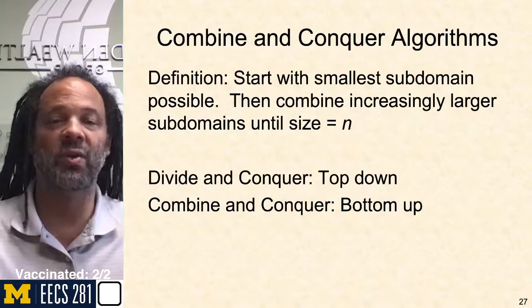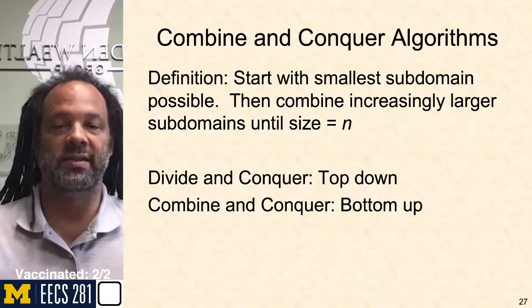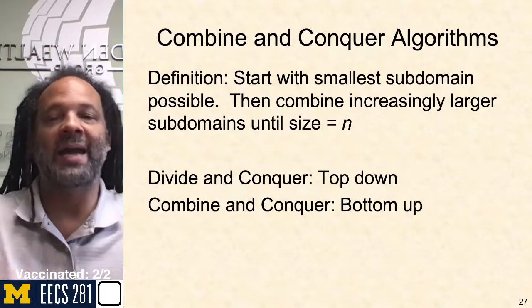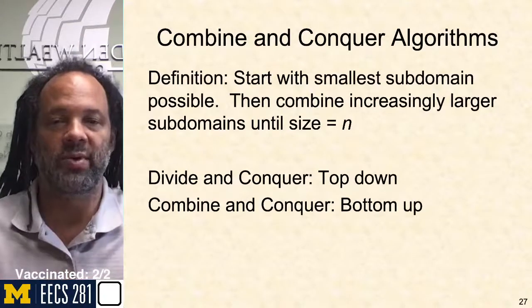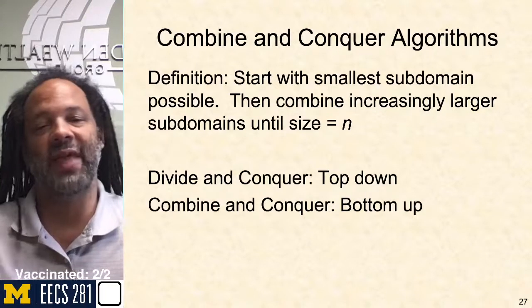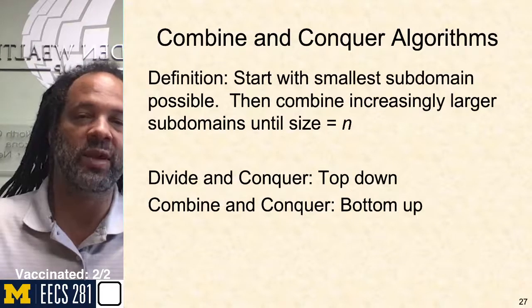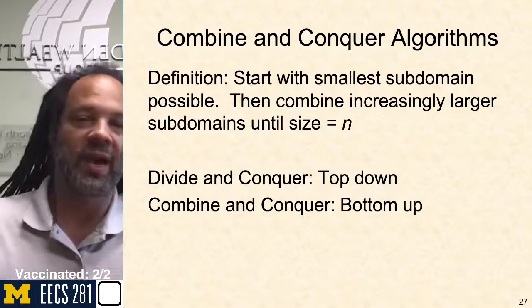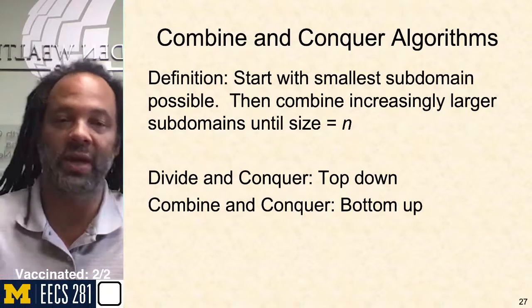Combine and conquer is a close relative of the divide and conquer algorithms. In this case, we start with the smallest subdomain and then combine until we get increasingly larger subdomains until we get all the way up to our size n, right? So in divide and conquer, we start with n things we need to do, and we divide that into n over 2 and n over 4 and n over 8 till we get down to our base case, which is usually 1 or 2 or 0 items, and then we can work our way back up.